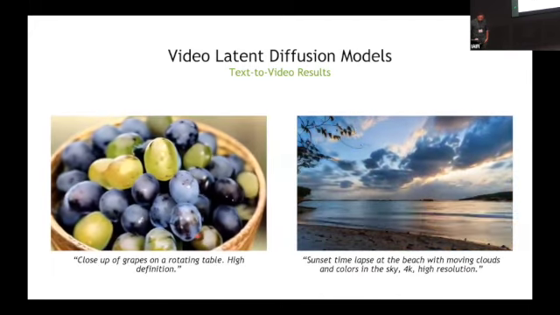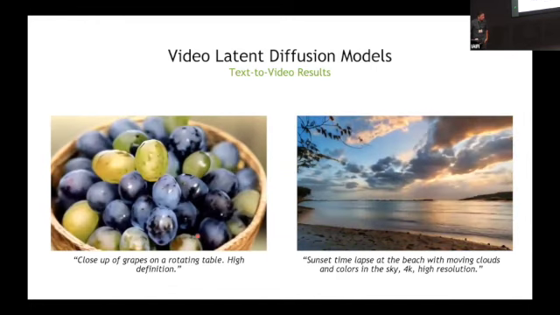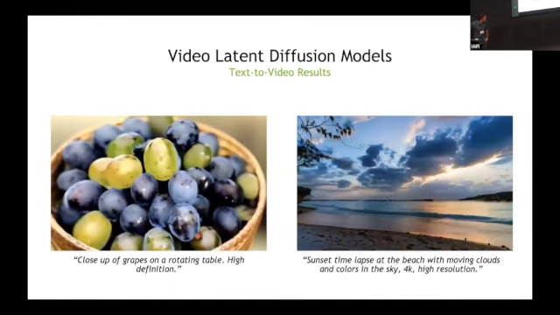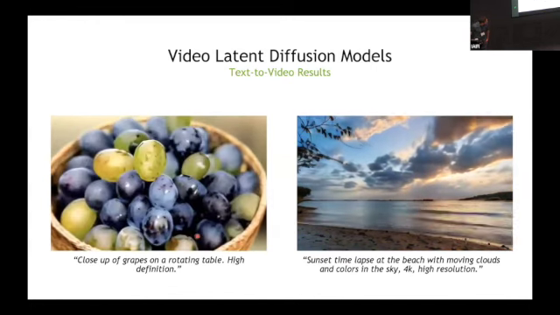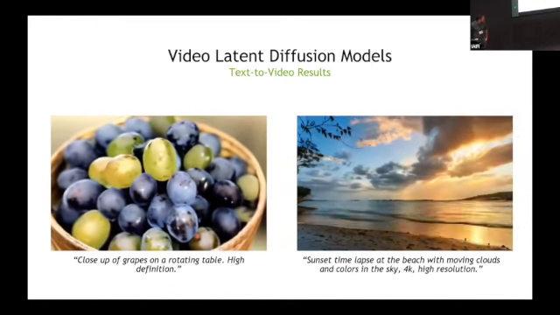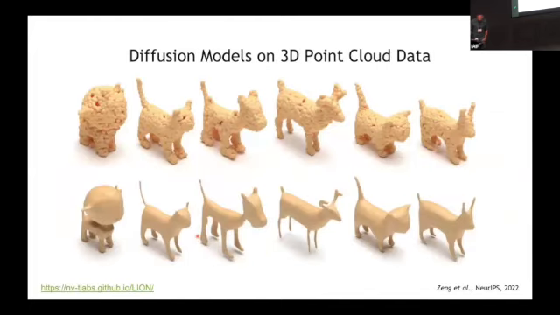These examples are for when you want to generate more realistic outputs. I don't think it's that bad. Yes, this looks pretty decent. These time lapses, sunsets, and rotating grapes.